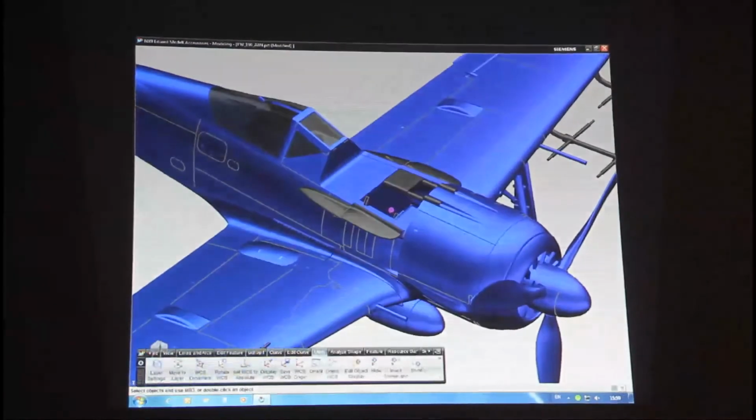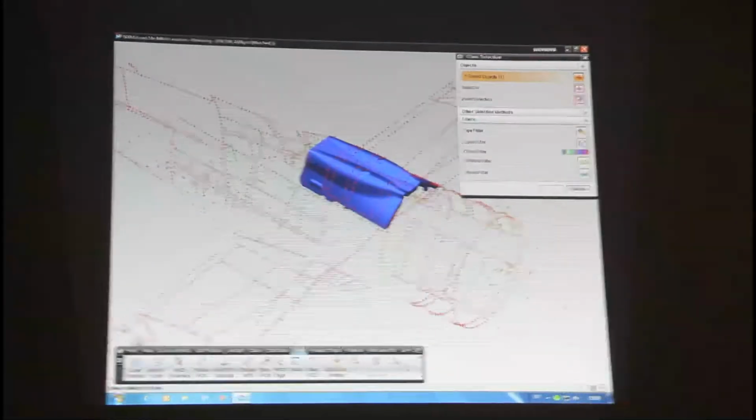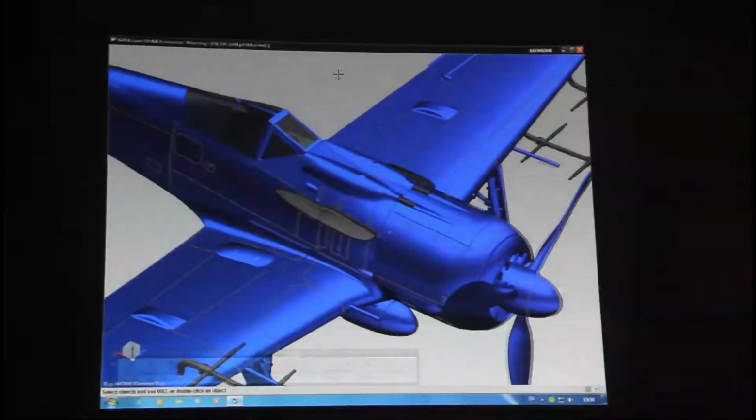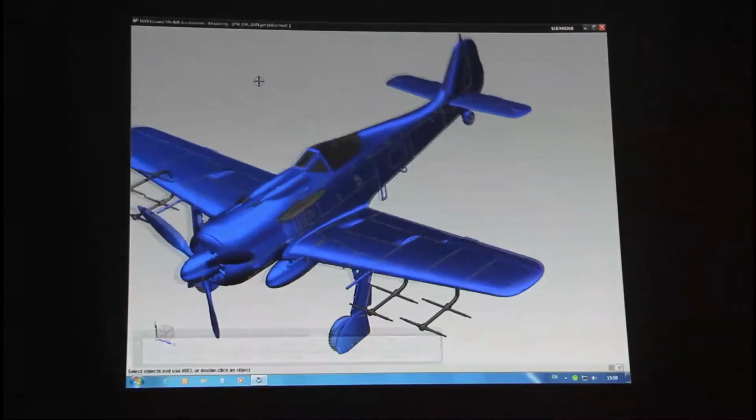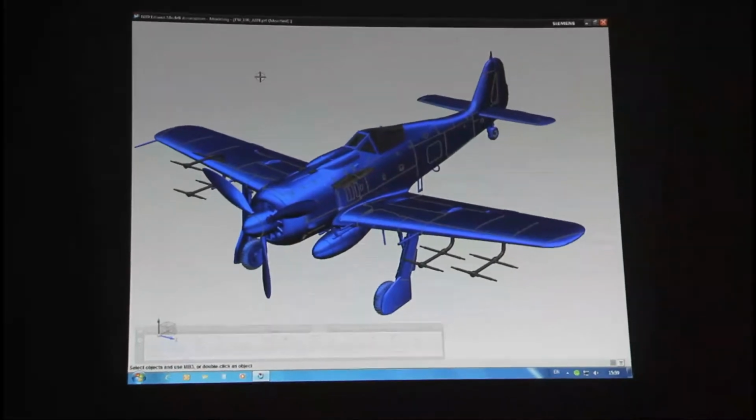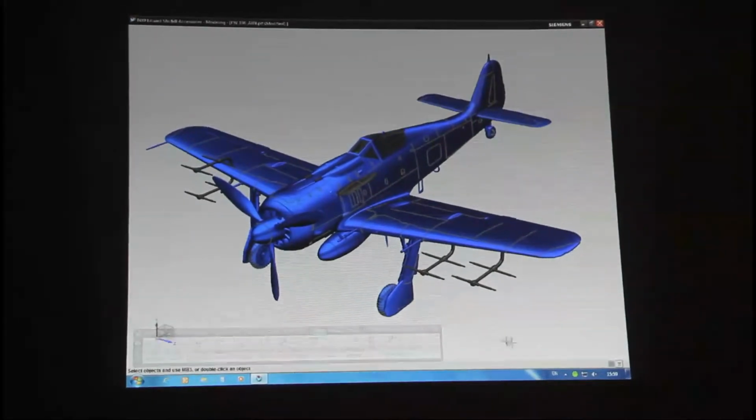Yeah. You can see that there are no guns made of plastic, but we plan to design them as a Brassin set. So separately.